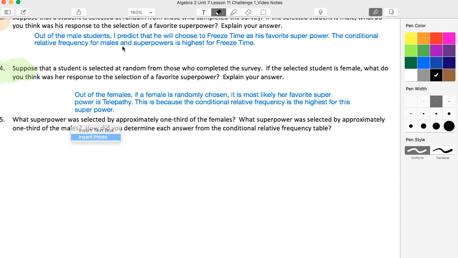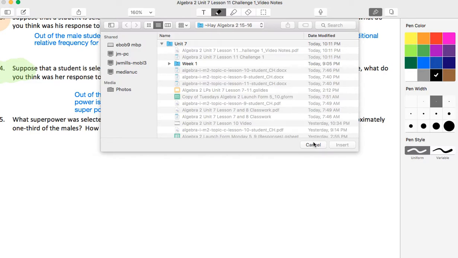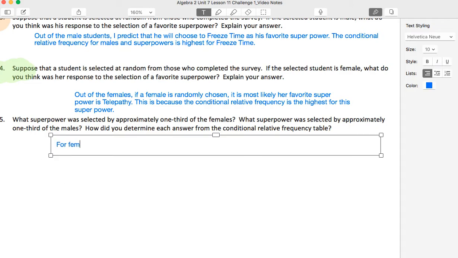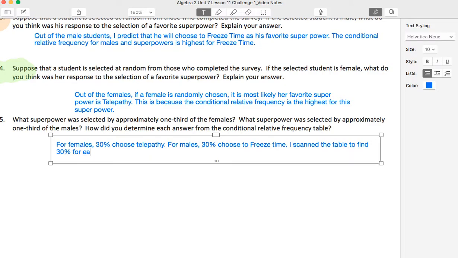Okay. How did you determine each answer? For females, 30% choose telepathy. For males, 30% choose to freeze time. I scanned the table to find 30% for each condition.